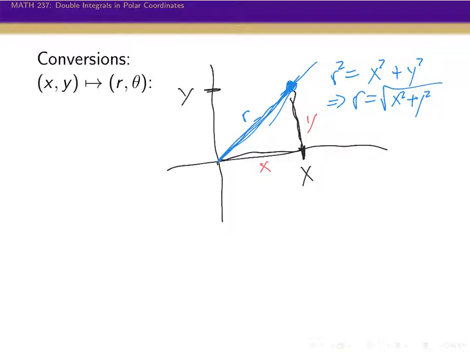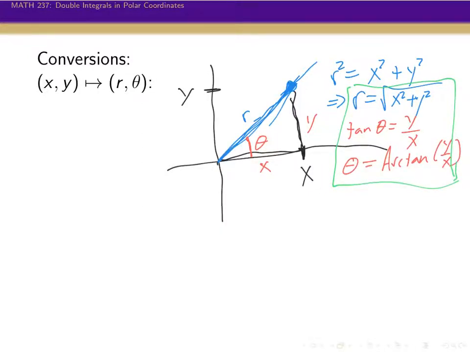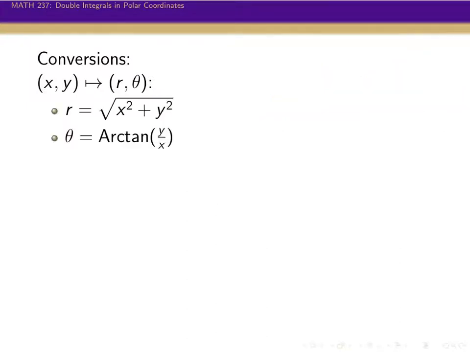Now, to get theta, we have to remember that, again, focusing in on the fact that this is a right triangle, theta is this angle right here. Well, tangent of theta is equal to opposite over adjacent, and so that's y over x. And so solving for theta here, it's going to be arctangent of y over x. And so these are our conversions from, if you know the x and y values, how to get r and theta. So let's write this up nicely. R is the square root of x squared plus y squared. Theta is going to be the arctangent of y over x.